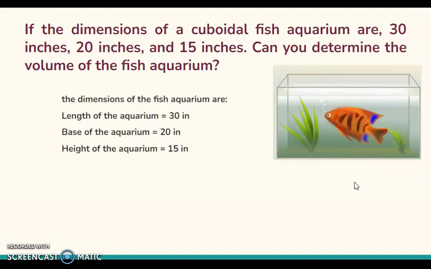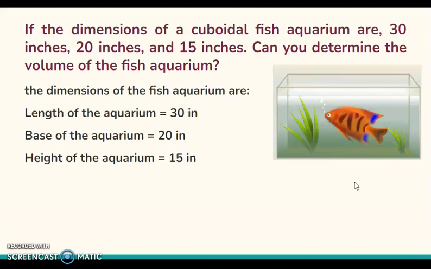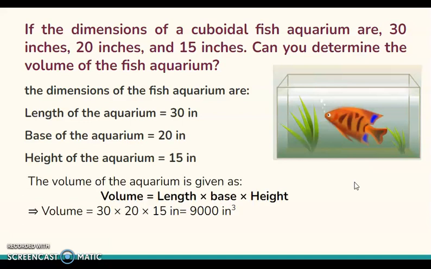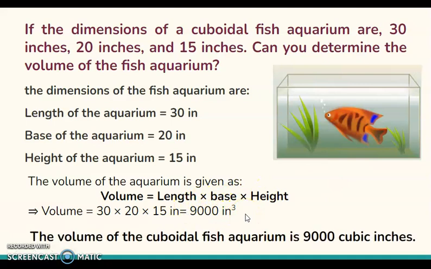For this, we need to look at the dimensions of the fish aquarium. Since the length, base and height are already given, we can simply put in the values into the formula to calculate the volume. So 20 times 30 is 600, and when we multiply it by 15, we get 9,000 cubic inches. So the volume of the cuboidal fish aquarium is 9,000 cubic inches.